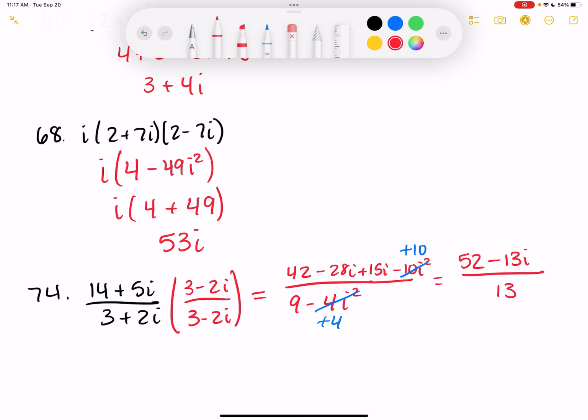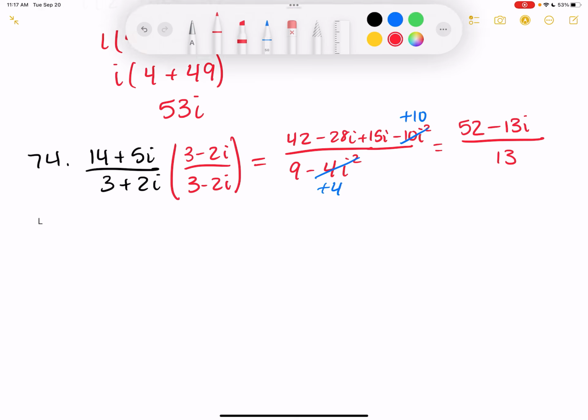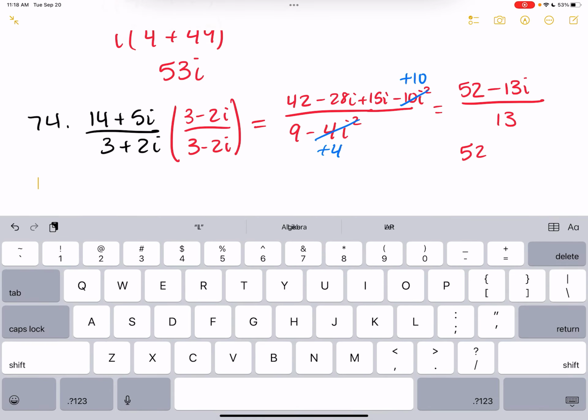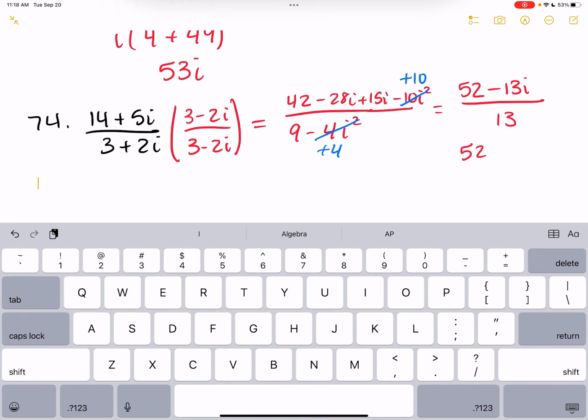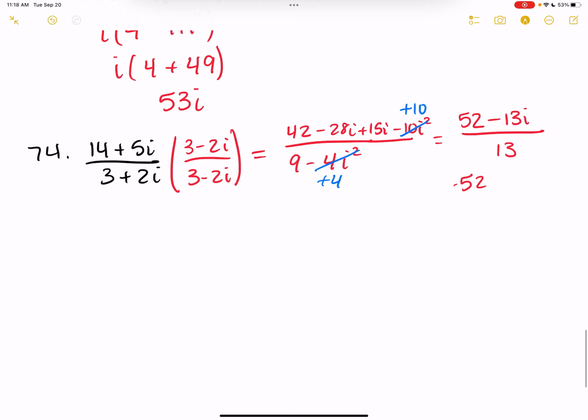So then we need to split it so that it's in standard form. Okay, so what we need to do is, what just happened? That was weird. Okay. 52 over 13 minus 13 over 13i. Okay, which that's going to reduce to just minus i.